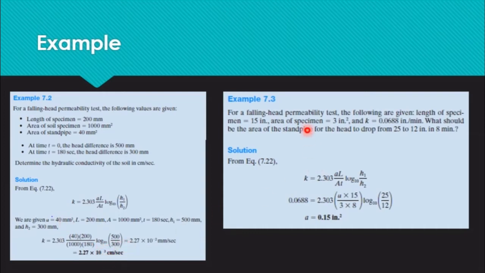And then, another example is the falling head. The following are given. There is a drop from 25 to 12 inches in 8 minutes. So, 25 over 12, then 8 times 15. What we are looking for here is the area of the standpipe, which is 0.15 square inch.